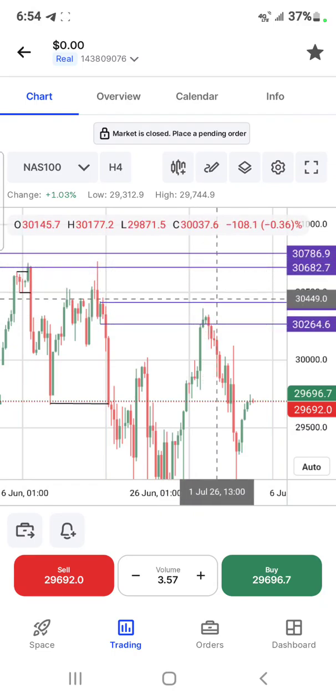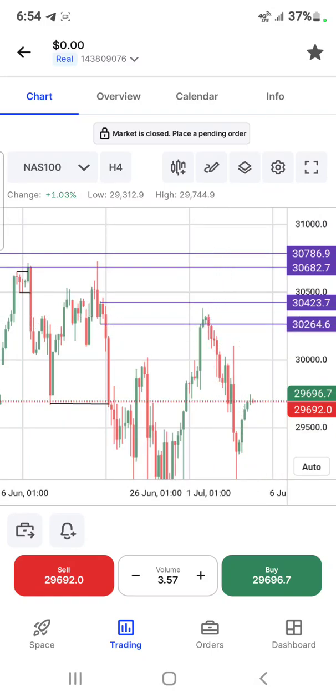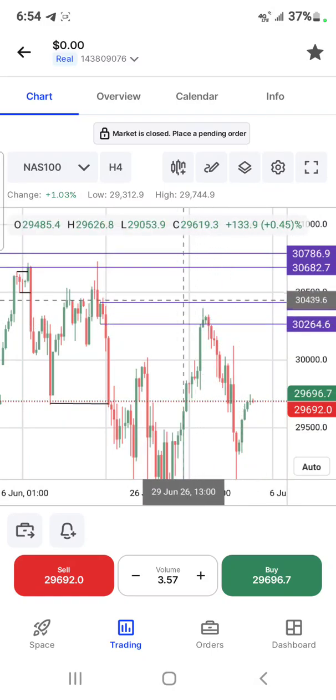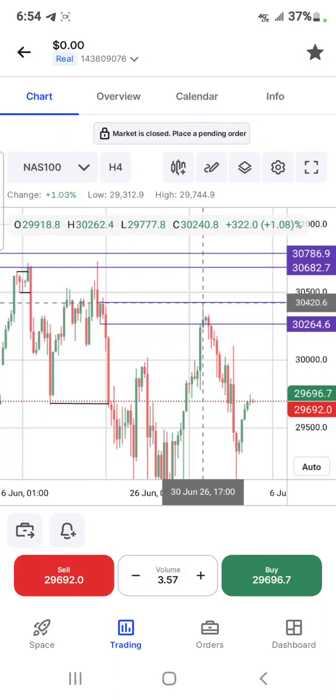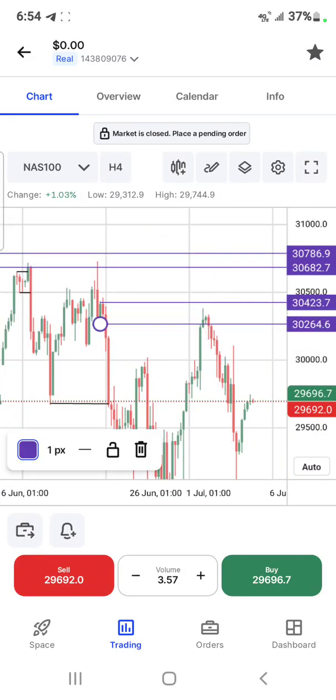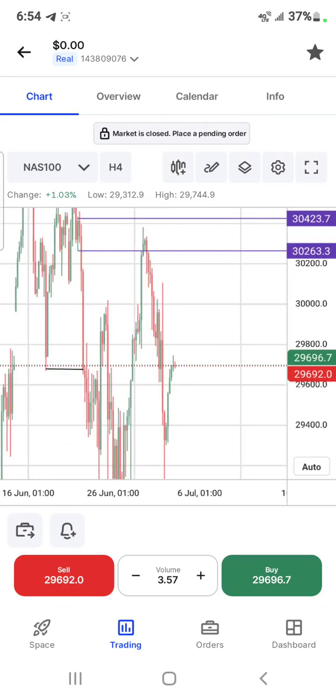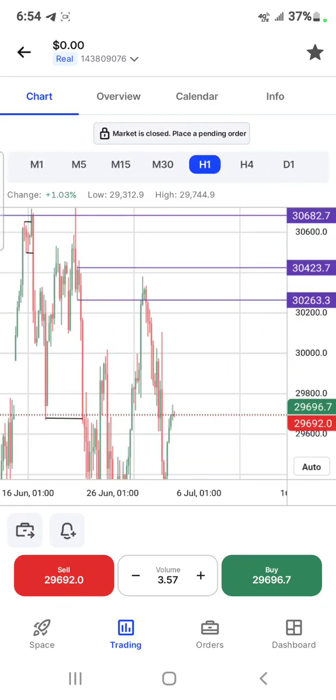Do you understand? Before dropping. That's why you have to go with a confirmation, because price may decide to take more liquidity above before dropping. But as you can see, price reacted from this particular order block. Let's go down to 1 hour time frame.